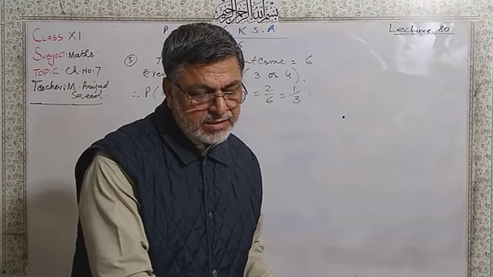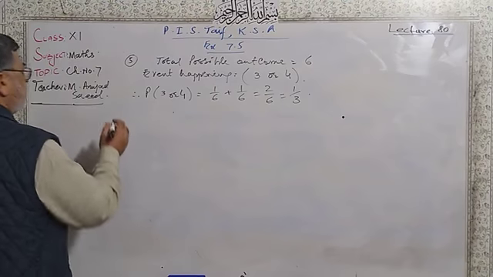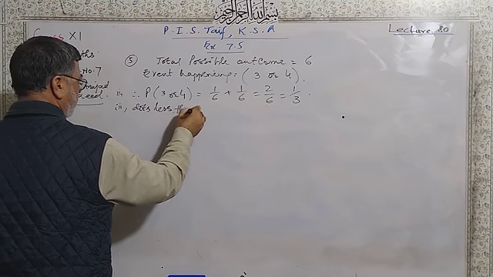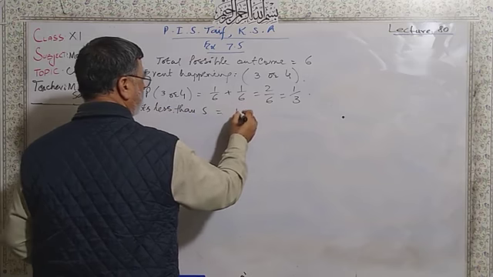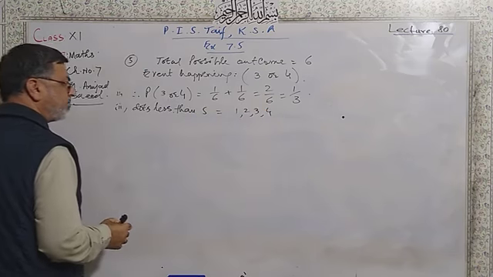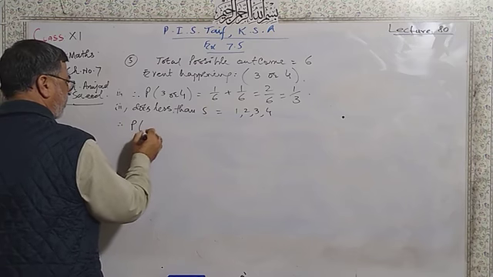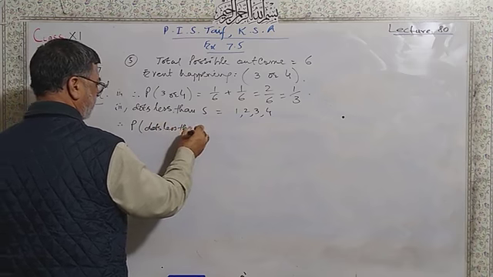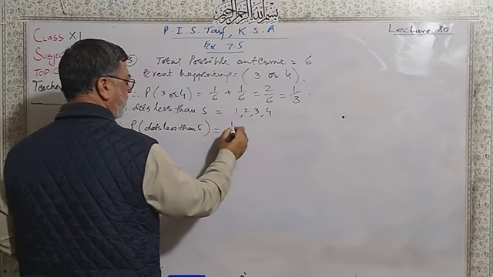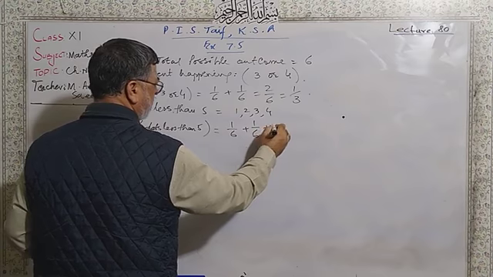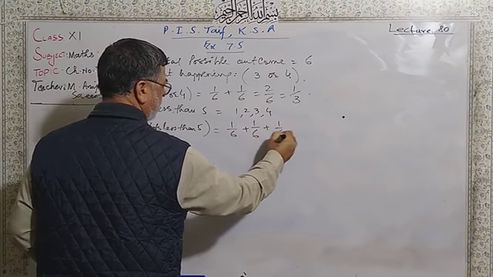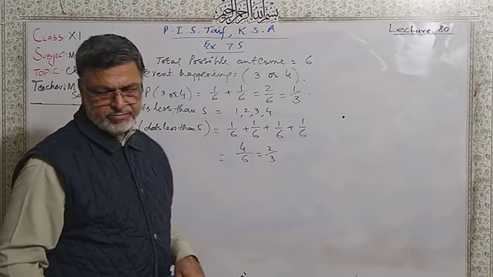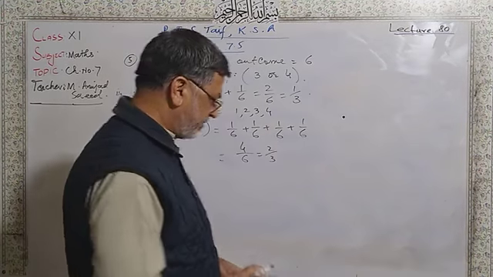And the next point is, dots less than 5. Dots less than 5 means what are the possibilities? 1, 2, 3, 4. Therefore, probability of dots less than 5 will be equal to, for 1, this is 1 over 6, 2, 1 over 6, 3, 1 over 6, and 4 is 1 over 6. So you can have 4 over 6 is equal to 2 by 3. So dear students, that was your answer.